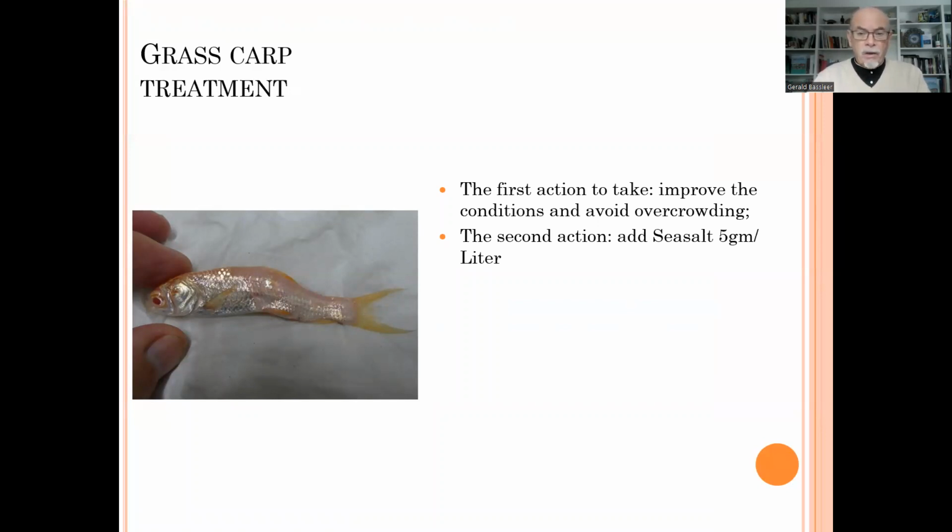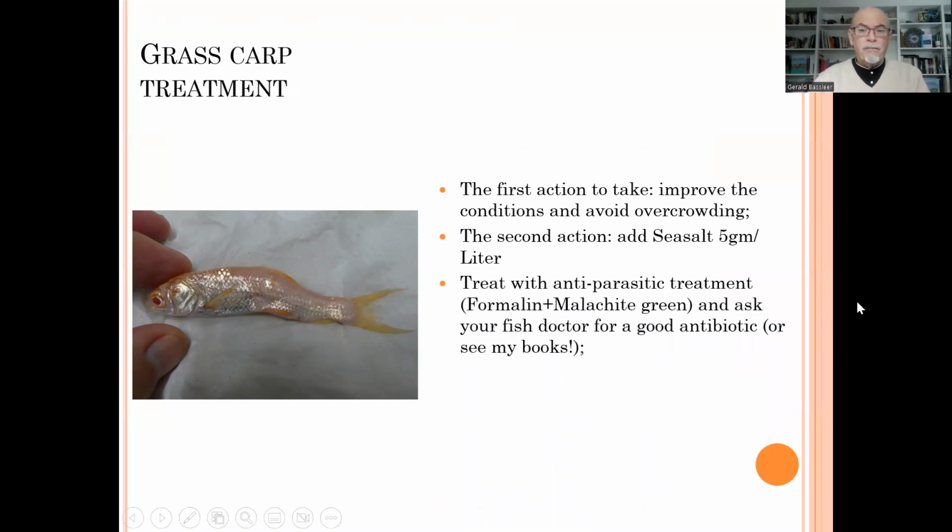After the water change and improving the conditions, the second action you can take is adding sea salt, 5 grams per liter, which is a quick help in controlling the bacterial outbreak and controlling the parasites. That doesn't kill them, but it really slows down the explosion of infection.